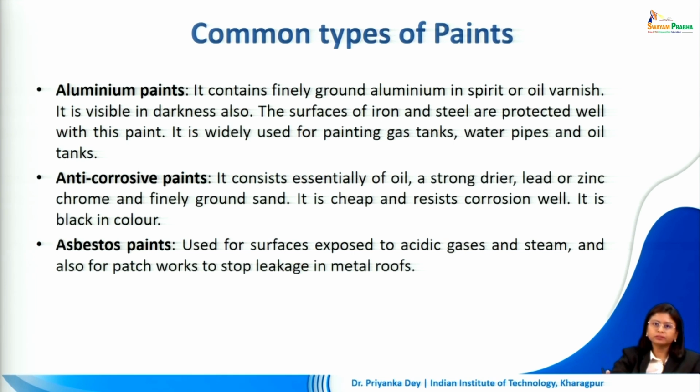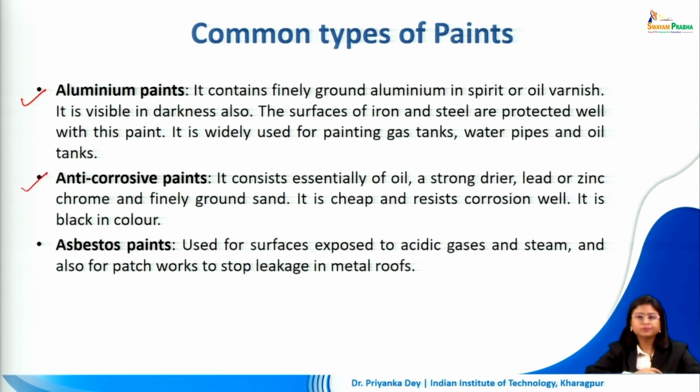Let's start with aluminium paints. This contains finely ground aluminium in spirit or oil varnish. It is visible in darkness also. The surfaces of iron and steel are protected well with this paint. It is widely used for painting gas tanks or water pipes and oil tanks.